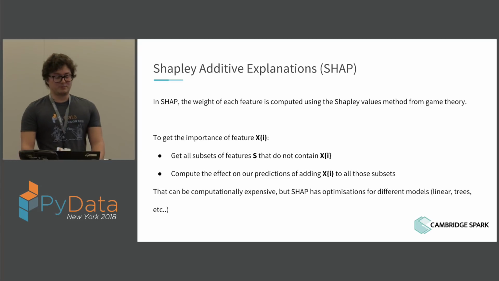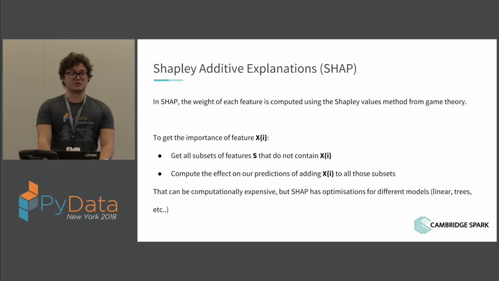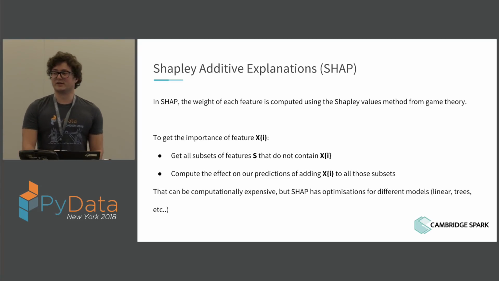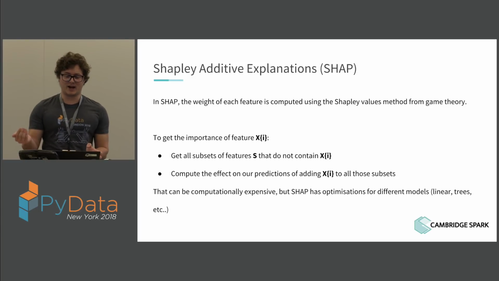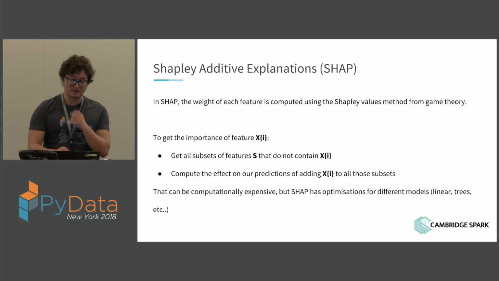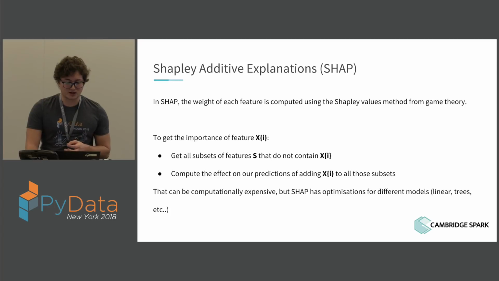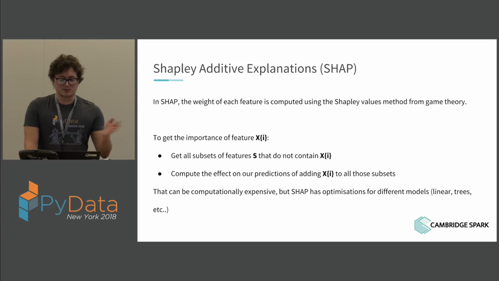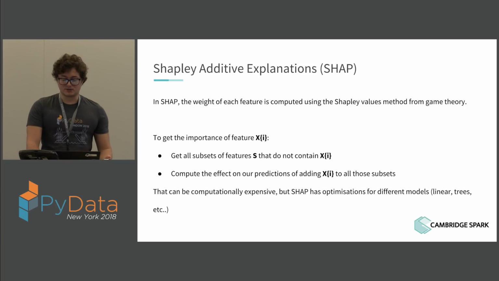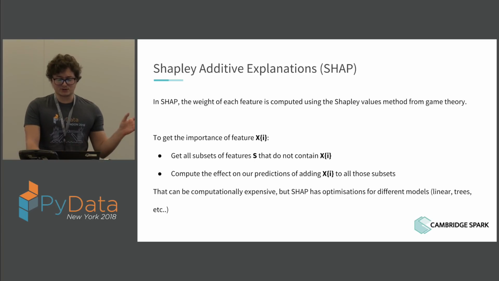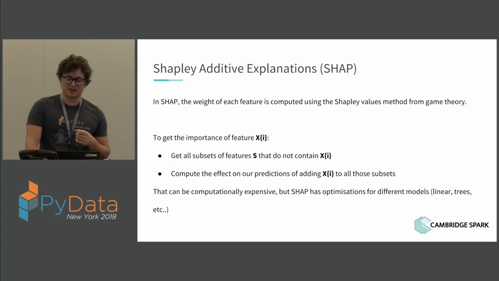And yeah, that can be computationally expensive because you need to look at all the different subsets of features that are possible and add xi every time and then generate predictions on that and see how that impacted the prediction. So SHAP is providing different optimizations that are model-based. So they have a model agnostic version as well, but they will have different implementations of the algorithms for decision trees, for example, or tree-based models, and that's what we're going to use in the notebook.